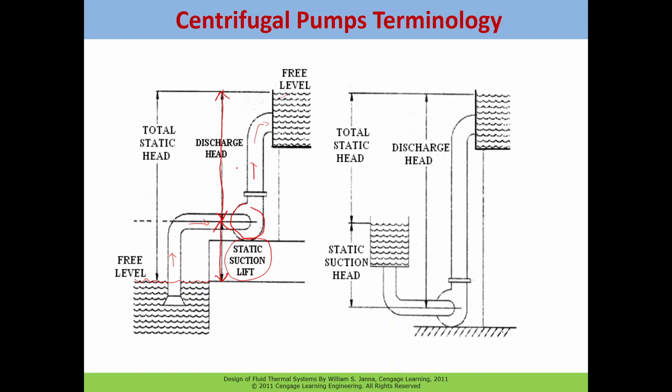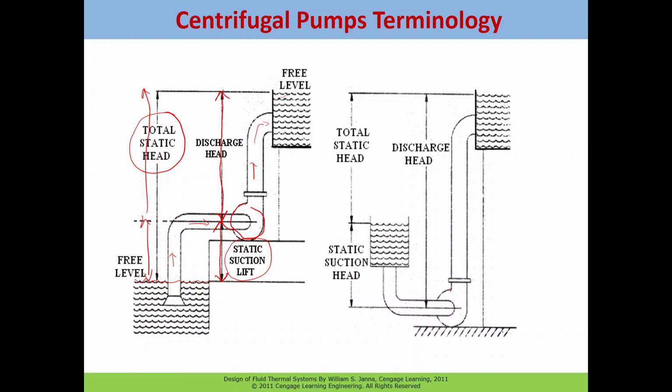So the pump has to work against these two. First, it has to take the water and overcome this much of lift, and then it has to deliver the water to a higher level, so it has to overcome this much of discharge head. So the total head of the pump is basically the sum of the two, this plus this part, and this we call the total head of the pump.